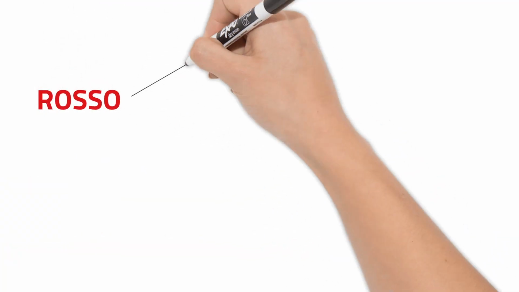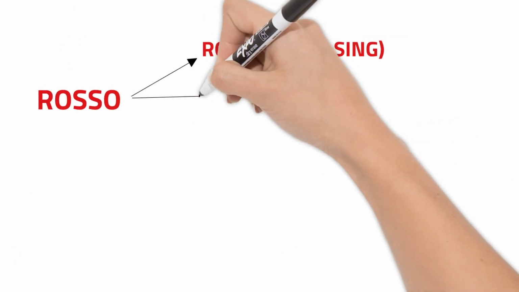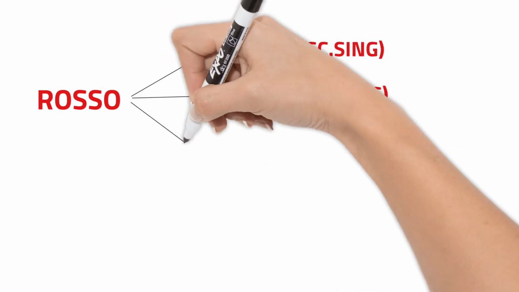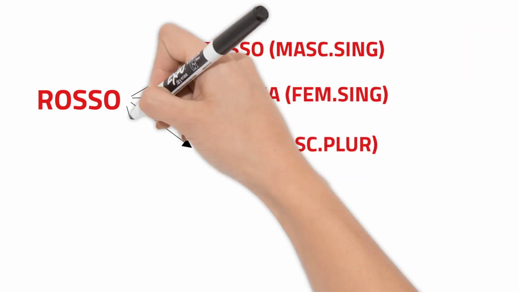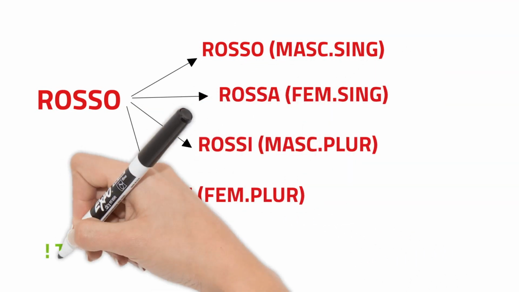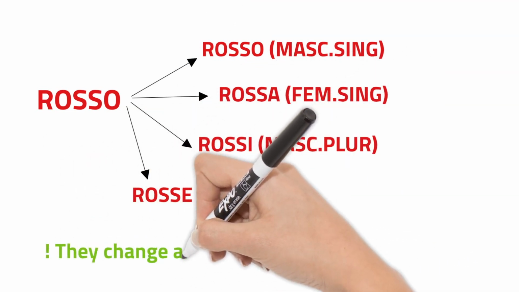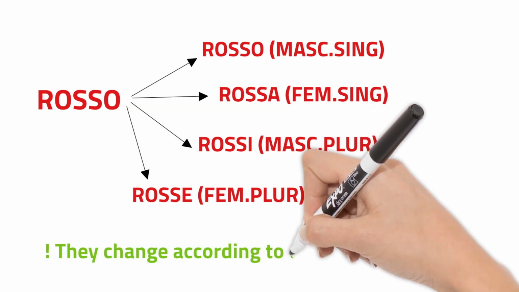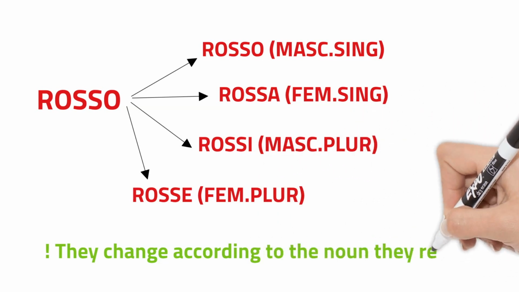Let's begin with the first group, the regular colors. When I say regular colors, I mean colors that behave like a regular adjective, that follow the rules of the regular adjective, therefore having four forms: masculine singular, feminine singular, masculine plural, feminine plural. Let's learn these. Let's begin with rosso, red. This is the masculine singular form. Then we have rossa, feminine singular, rossi, masculine plural, and rosse, feminine plural. Keep in mind that they change according to the noun they refer to. So if the noun is feminine, then also the color will be feminine.